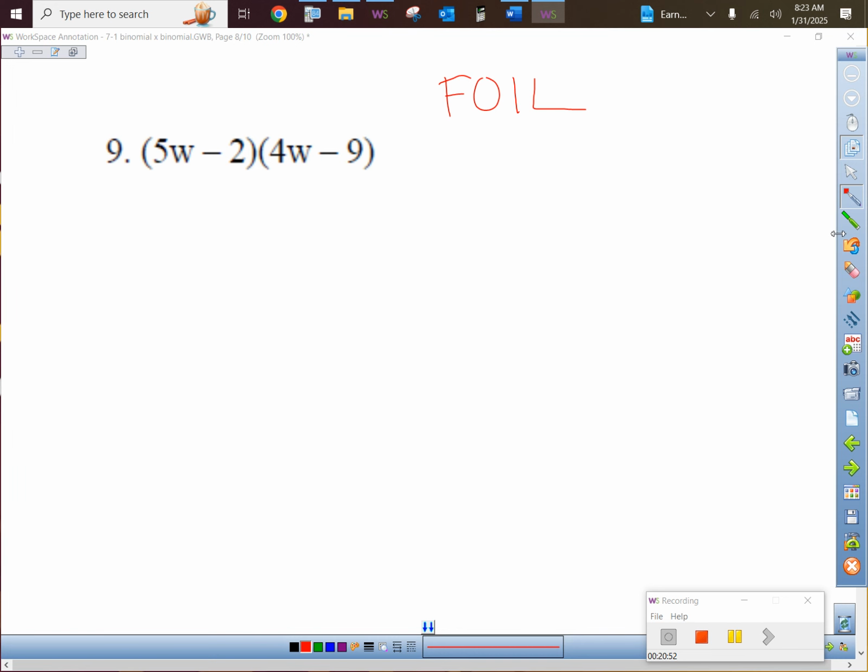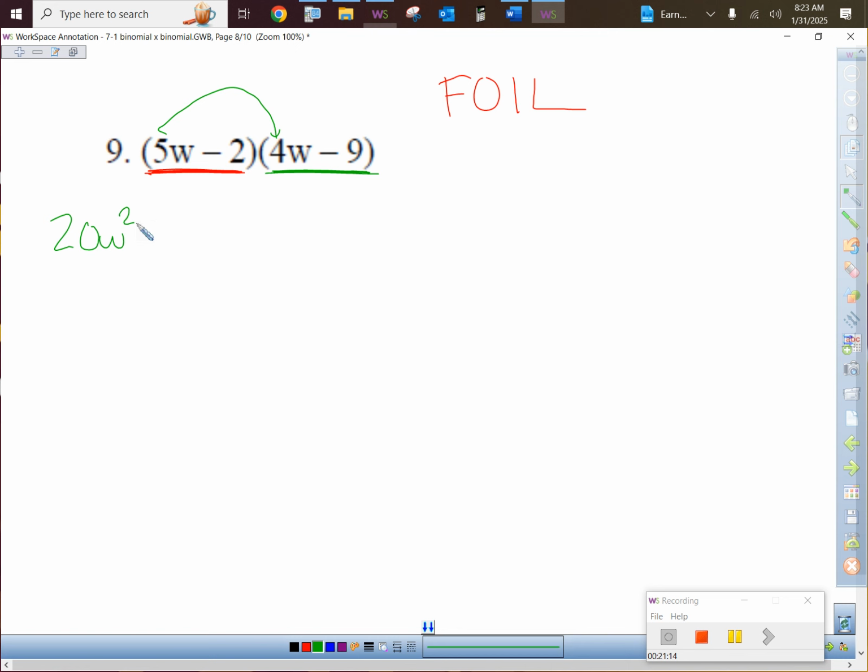Here's a quick question. On this binomial right here, who is the first term? 5w. In this binomial right here, who is the first term? So in FOIL, you should take the first terms times each other. Isn't that what we did anyway? We took this times this, right? So let's work together here. That's 20w squared. F stands for first terms times each other.